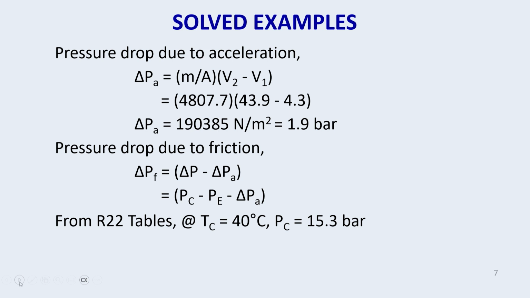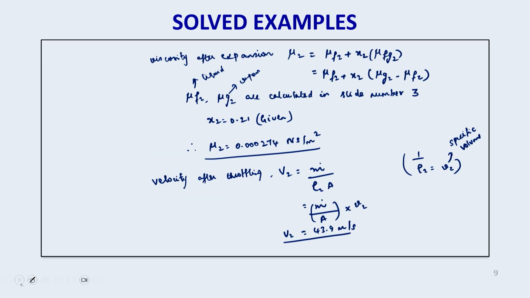Next, we have to calculate the pressure drop. There are two types of pressure drop. One is due to the acceleration, another one is due to friction. So the pressure drop due to acceleration is calculated using this formula. Delta P suffix A refers to pressure drop due to acceleration, that is m dot by A into V2 minus V1. So let me write it here.